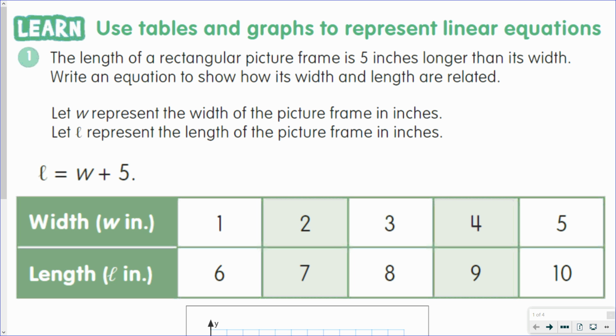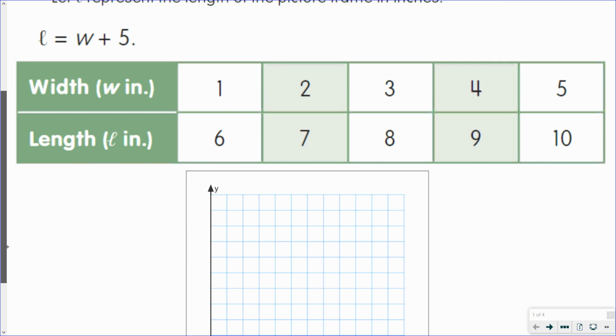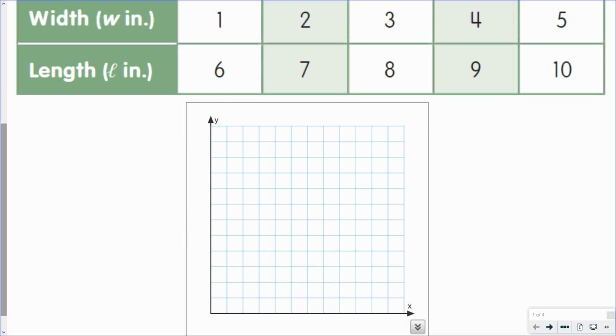So in our previous lesson, this was one of the examples we did. The length of a rectangular picture frame is 5 inches longer than its width. And so we wrote our equation of L equals W plus 5. We created our table of values where if W is 1, L is 6, if W is 2, L is 7, and so on. So now we're going to add our coordinate grid to the picture here, and we're going to take what we have in our table of values, we're going to plot points, and then at the end we should be able to draw a line.